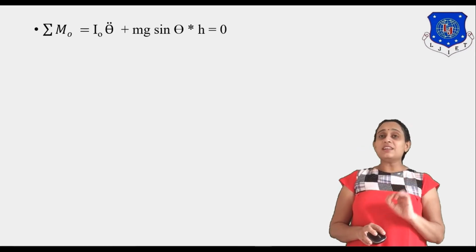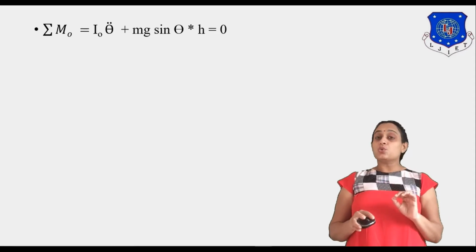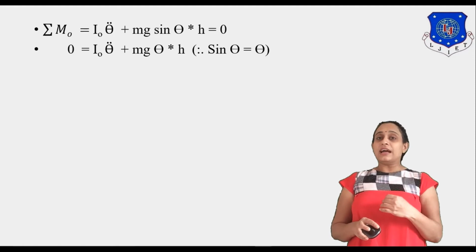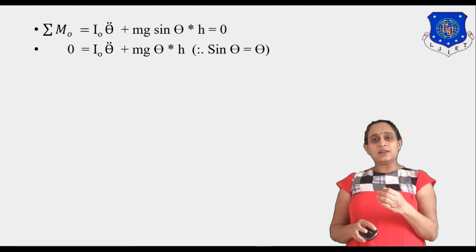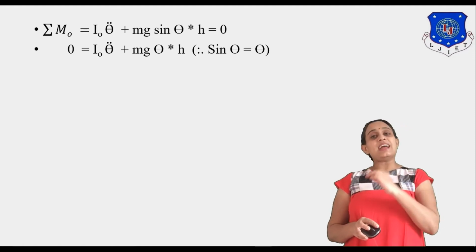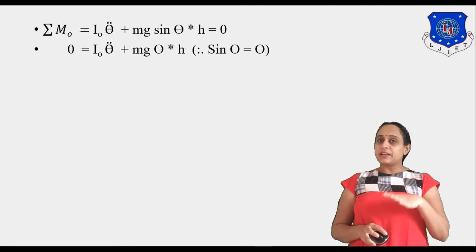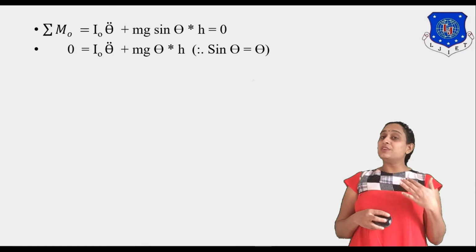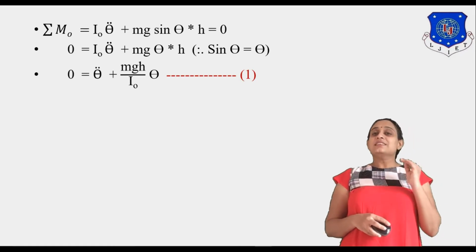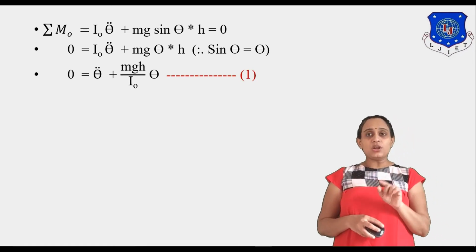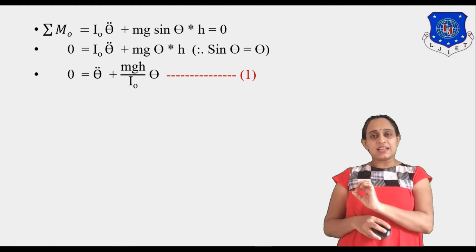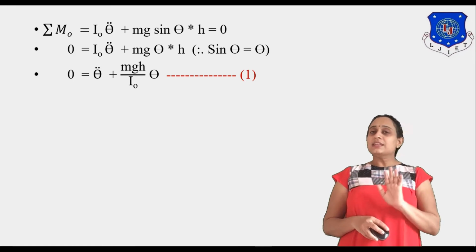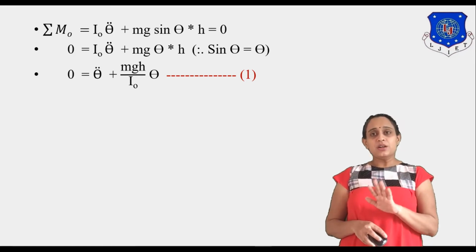Now, the theta angle is very small, so sine theta is equal to theta only. So we can write I0 theta double dot plus mg theta h is equal to 0. Clear? Let us further solve by dividing this equation by I0. We get 0 is equal to theta double dot plus mgh upon I0 theta. This is our equation number 1.